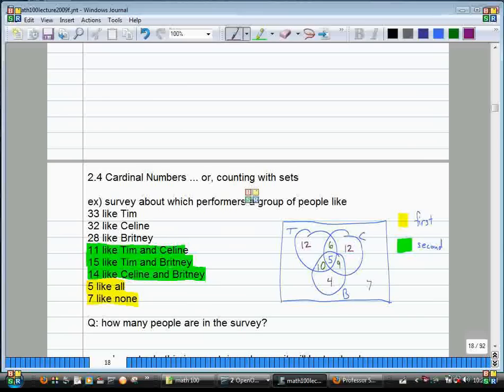In fact, now that we've got everything filled in, we can actually go ahead and answer our question. How many people are in the survey? Now you have the proper numbers to add up, because now everyone has been counted exactly once. And this works out to what? Let's see. I got somewhere around 58 to 65. Don't forget the 7.